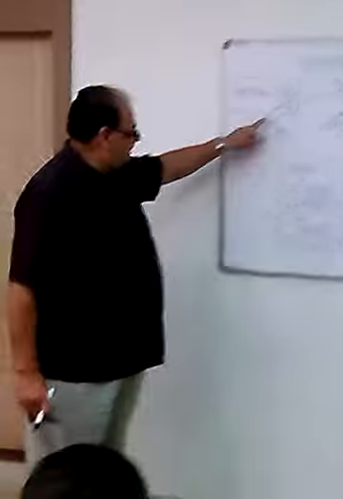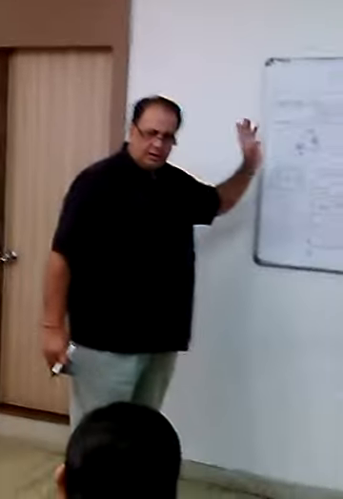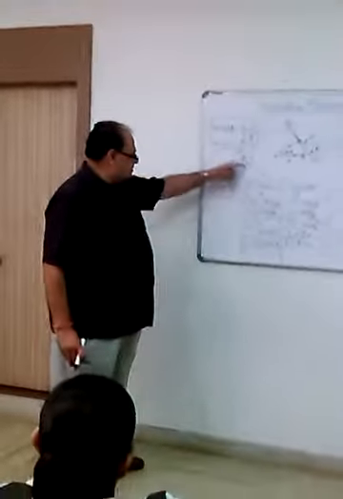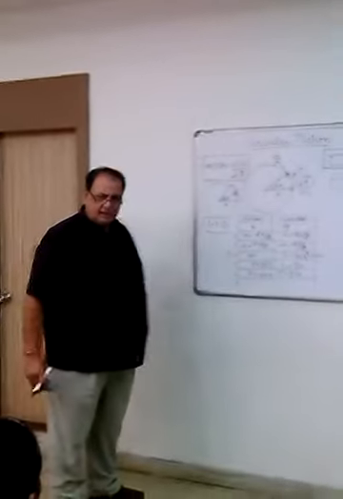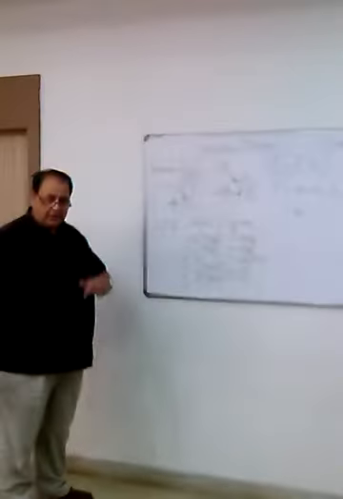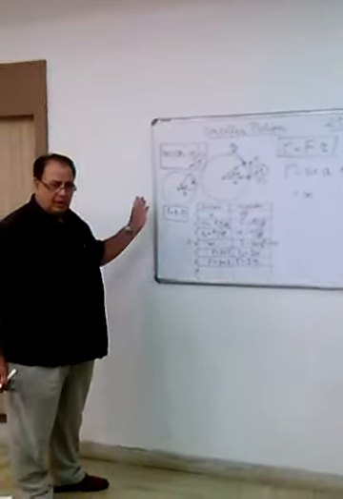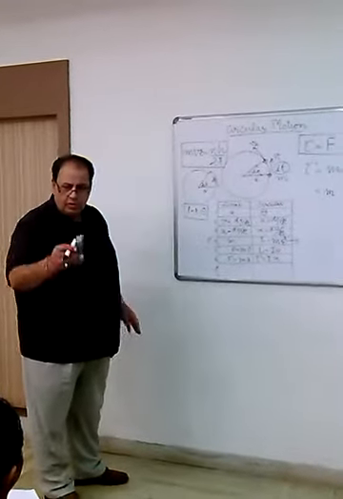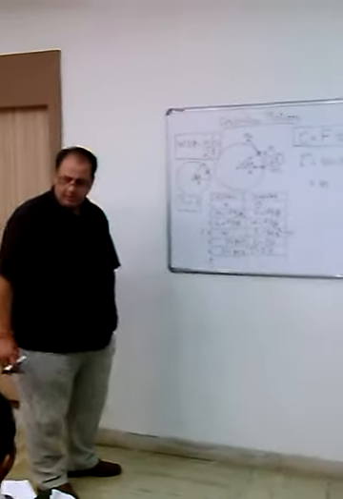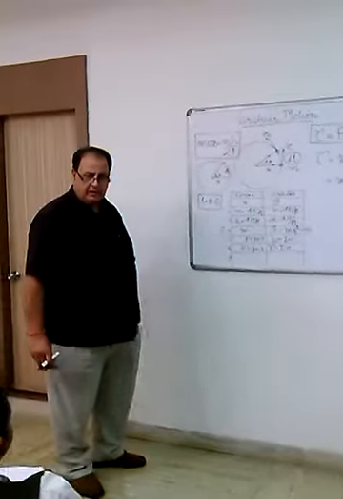If this is 3 centimeter, and this is 3 centimeter, theta is called 1 radian. If this is 7 centimeter, and this is also 7 centimeter, 7 by 7 is 1, that is called 1 radian. And how much is 1 radian equal to? Roughly 60 degrees. Check it.